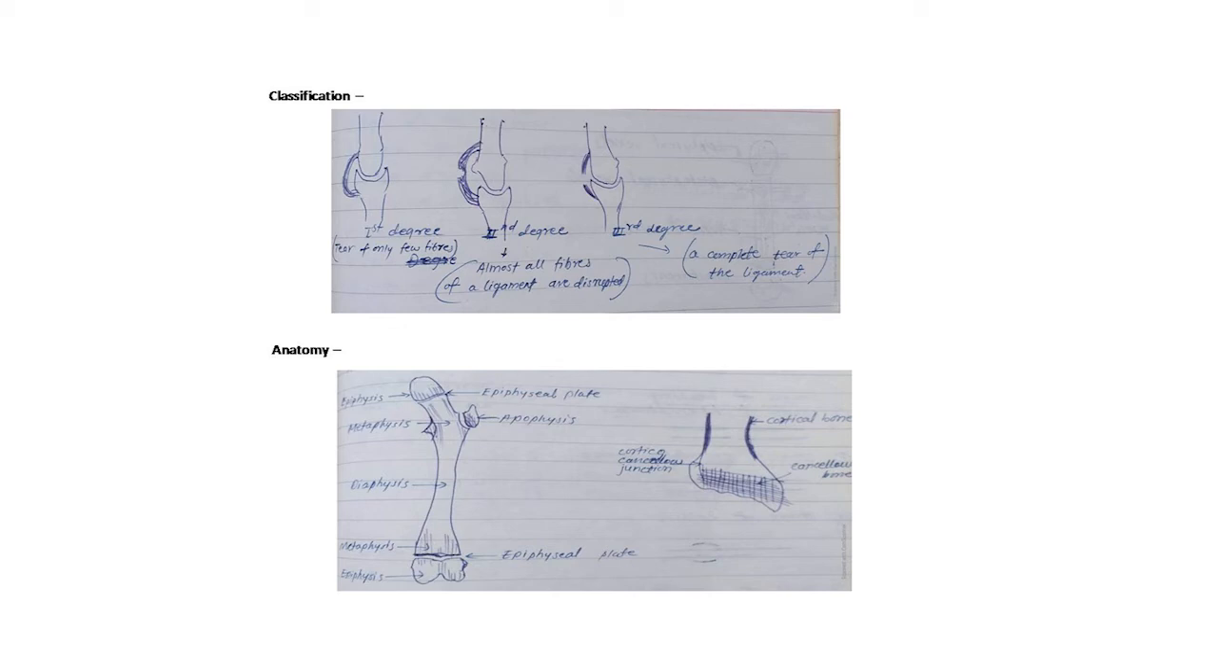And the next image shows the anatomy of the bone: the epiphysis, metaphysis, diaphysis, metaphysis, epiphysis, epiphyseal plate, and apophysis are clearly seen in this image. This is the femur, and the cortico-cancellous junction is there, cortical bone and cancellous bone. This is the anatomy of the bone.